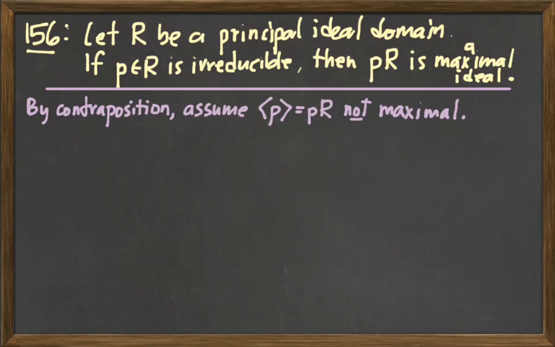So what we want to try to do is show that P is not irreducible, so that means that we need to somehow get it so that P is equal to two elements that are not units.